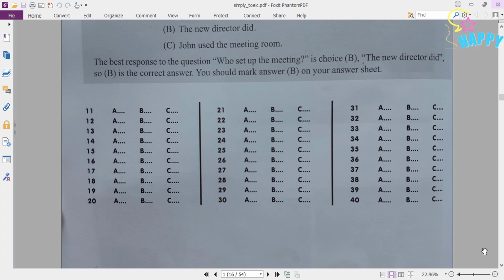Number 38. What did you think of the grand opening? A. Yes, it should have happened earlier. B. It was a little disappointing. C. Of course it was open.